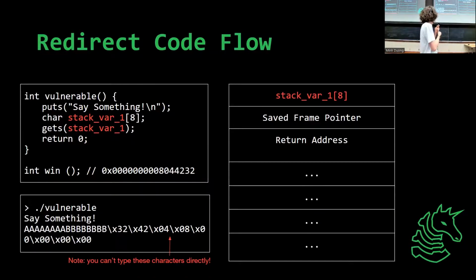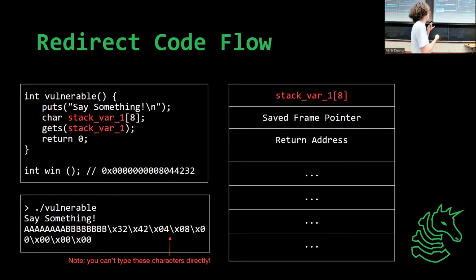So we type in 8 A's. We type in 8 B's, and then we type in this thing. \x32 means we're typing in the byte 0x32, whatever byte that represents. Same thing, 42, 04, 08. You can't type in 04 and 08 and 00 with a keyboard. You probably can type in 32 and 42. I think 42 is capital B. But these ones you can't type in with the keyboard.